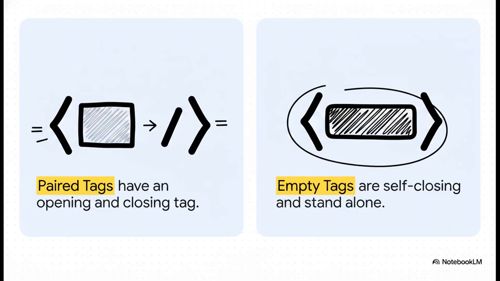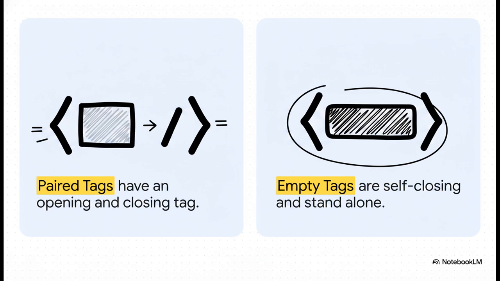Now, we can categorize these building blocks into two distinct types. First, we have paired or container tags, which require both a start tag and an end tag. The end tag looks exactly like the start tag, except it has a forward slash inserted right before the tag name. Think of a paragraph tag. You start it, you put your text inside, and then you close it so the browser knows the paragraph is officially over.